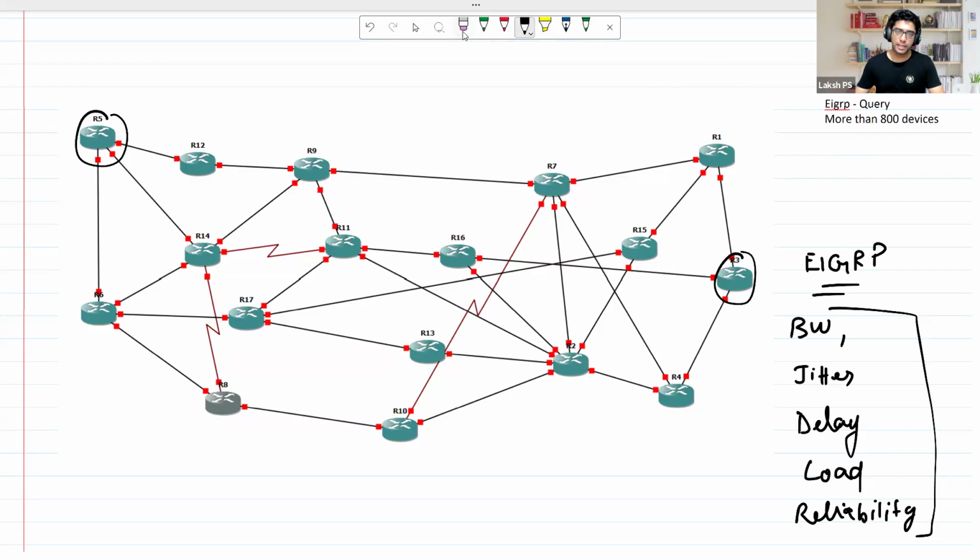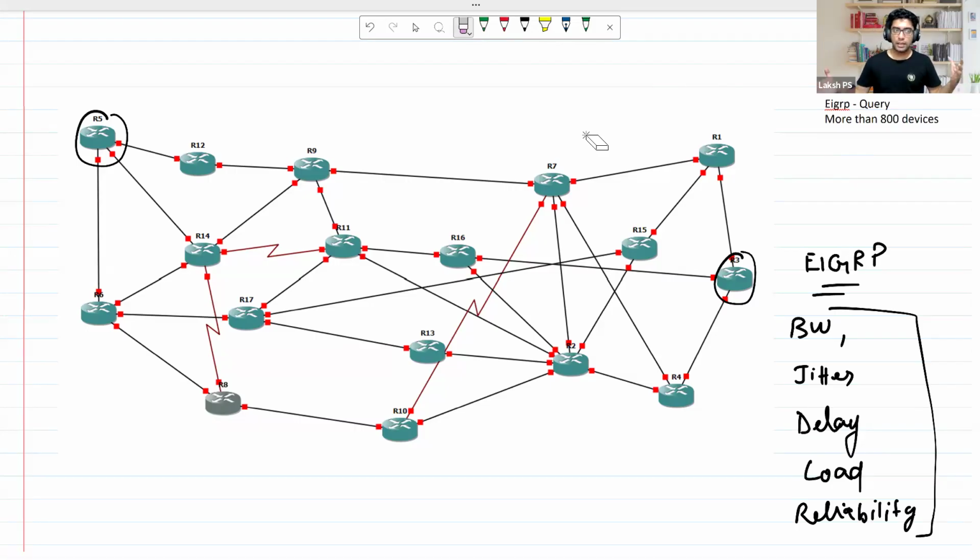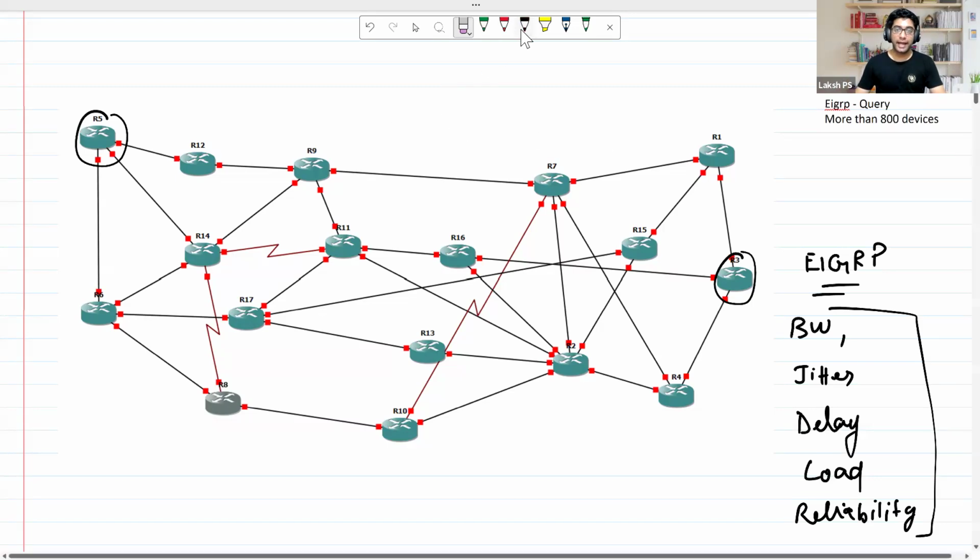OSPF is majorly used on the service provider side. I'm not saying that OSPF is not at all used in enterprise. It is also used. However, obviously when the competition is between OSPF and EIGRP, right? EIGRP is preferred on the enterprise side, whereas OSPF is preferred on the service provider side. And why is that? Because when we are talking enterprise, we are talking about the enterprise section from a LAN perspective.